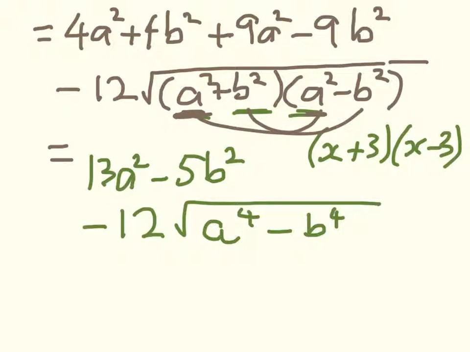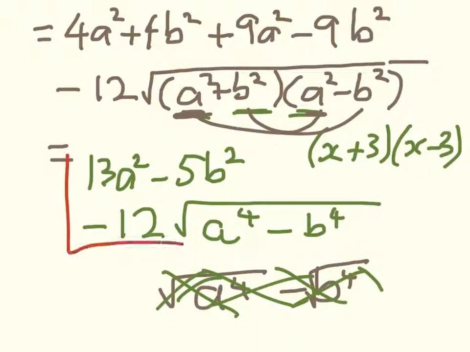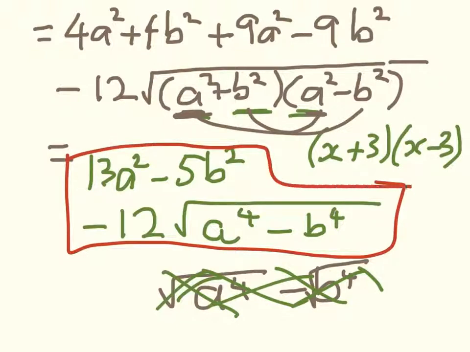Don't want to see anyone doing this, okay, because we know that that is not true. So don't be tempted to try and take it any further. So your final answer here: 13a squared minus 5b squared minus 12 root a to the 4 minus b to the 4.